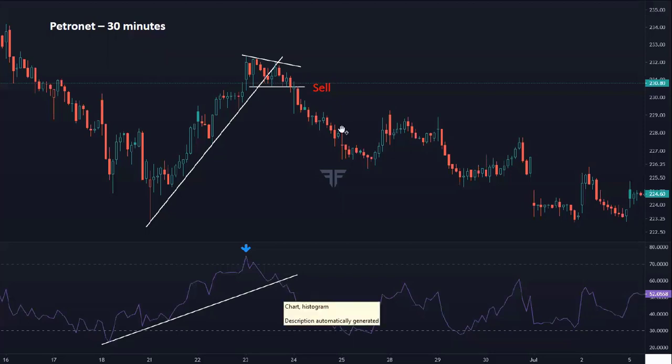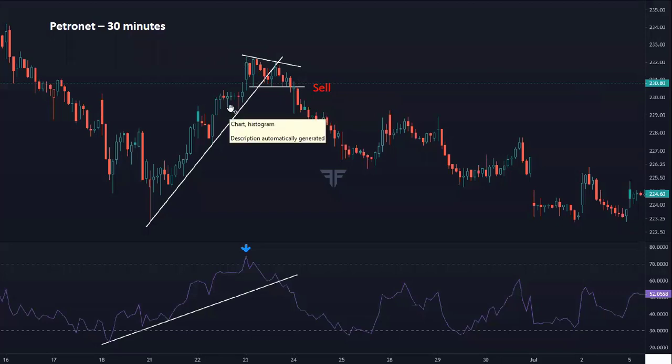So we had several confirmations in case of this chart. You could have initiated a short position over here in Petronet, and you could have placed a stop loss above the high of this descending triangle pattern, which happens somewhere over here. So that is how you trade bearish and bullish hidden divergence.